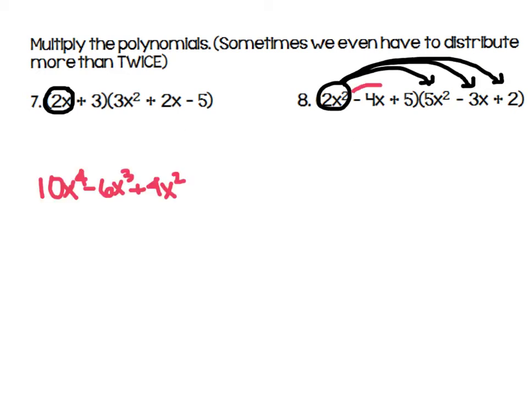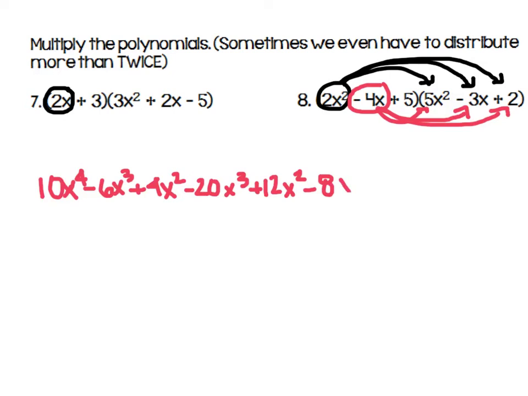Alright, so now let's distribute the negative 4x. Negative 4x times 5x squared is, well, negative 4 times 5 is negative 20. X and x squared gives me x to the third power. Negative 4x times negative 3x. Well, negative 4 times negative 3 is positive 12. I have an x and an x, so that's x squared. And finally, one more time, negative 4x times positive 2 is negative 8. And there's only just the 1x.